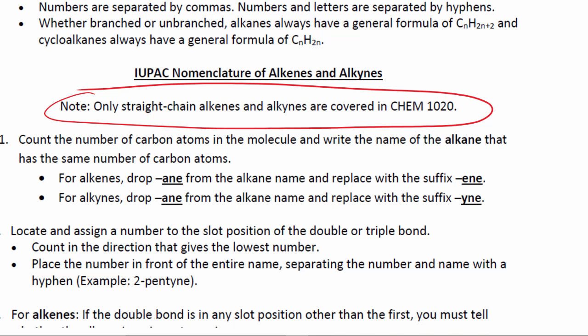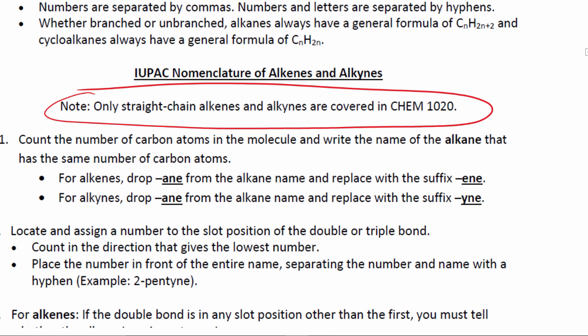So with that in mind then, what we're going to do is we're going to count the number of carbon atoms in the molecule, and then we're going to write the name of the alkane that has the same number of carbon atoms. Then what we do is, if it's an alkene, we drop the A-N-E suffix from the alkane name, replace it with an E-N-E suffix. Now if it's an alkyne, we drop off the A-N-E suffix, replace it with a suffix of Y-N-E.